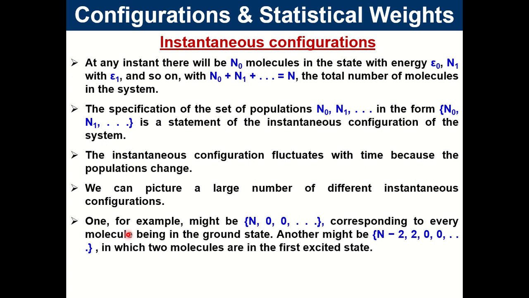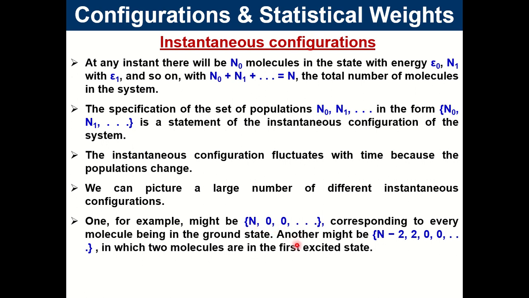So suppose we have N number of molecules. One configuration that we can think of is that all the molecules are in the initial epsilon naught energy level. That is, all the molecules have the same energy. So we can write that configuration as N, 0, 0, 0. Corresponding to E1 there is 0 population, corresponding to E2 there is 0 population, and so on. And corresponding to E0, epsilon naught, there is N, and all the molecules in the system have the same energy. In that case we write this way.